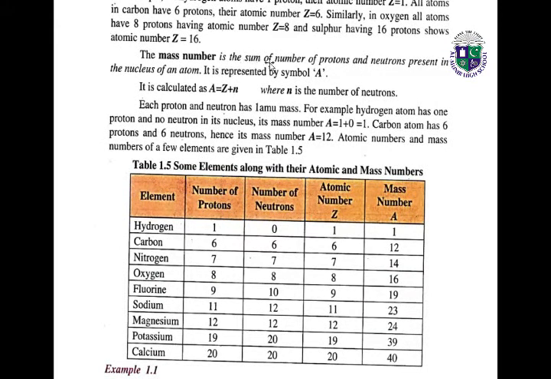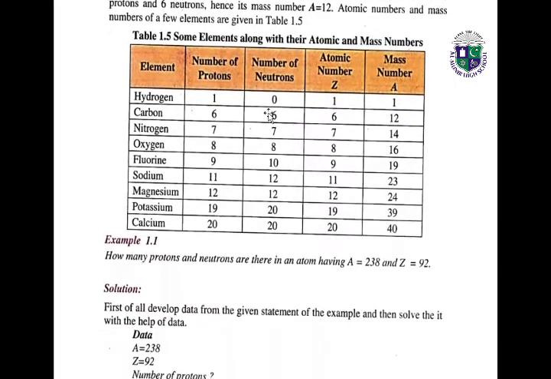It is the sum of the number of protons and neutrons present in the nucleus of an atom, and it is represented by A. So it is the addition of the number of protons and neutrons. Here we have this table which shows different elements and their number of protons and number of neutrons. Atomic number will be the same as the number of protons, 1, 6, 7, but the mass number is the combination of both, protons and neutrons.